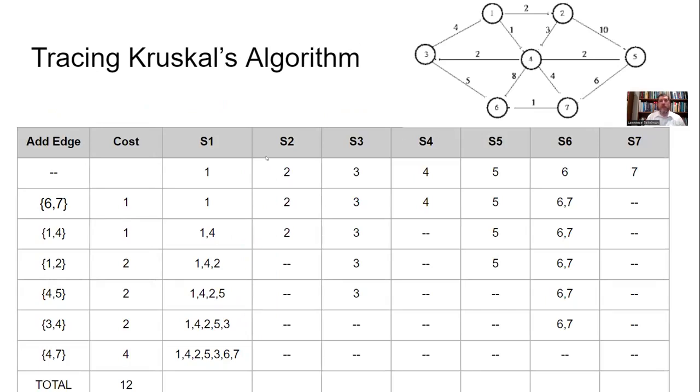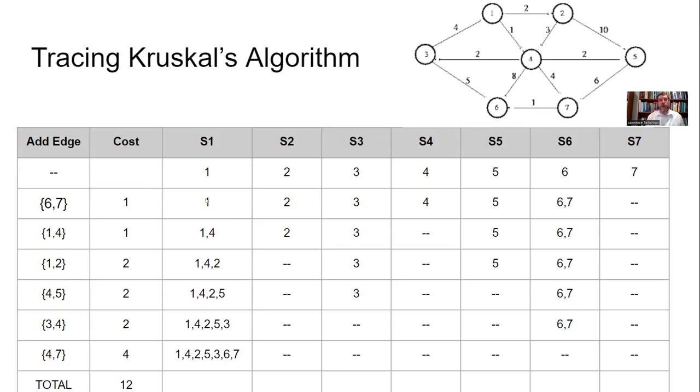So initially, each vertex is in a separate group, right? That's the number of the group. So 1 is in set 1, 2 is in set 2, and so on, right? So I took the smallest edge, it has a cost of 1, and I combine those 2 vertices into one group. Then I take the next smallest edge. The next smallest edge was 1, 4. 1 and 4 are currently in separate groups, so I combine them, right?